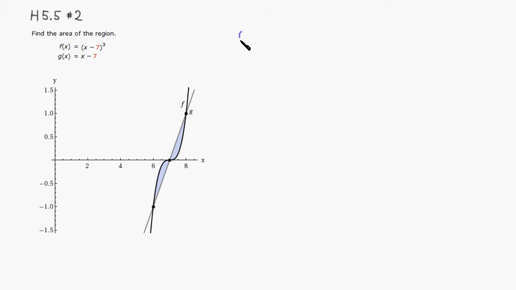So we have (x - 7) cubed is equal to x - 7. I'm going to subtract x and add 7, so that we get (x - 7) quantity cubed minus (x - 7). Basically, put everything on the left hand side.